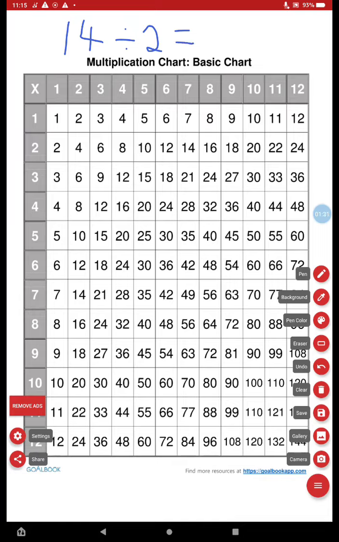I go to the second number, 2, and I go to the 2 row or column, either one will work. Now I'm going to look for the first number, 14, so I'm going to go down this line until I find 14. There it is. Now here's how I find the answer. I move to the left. Hey, what number is that in gray? It's 7. So 14 divided by 2 equals 7.